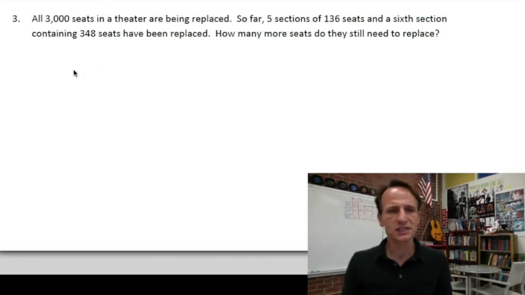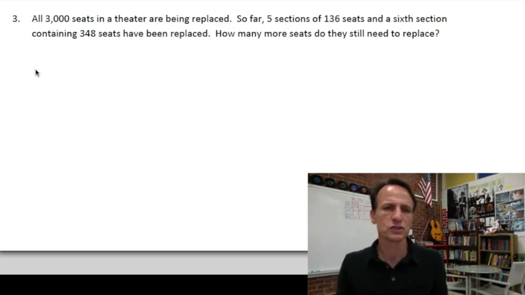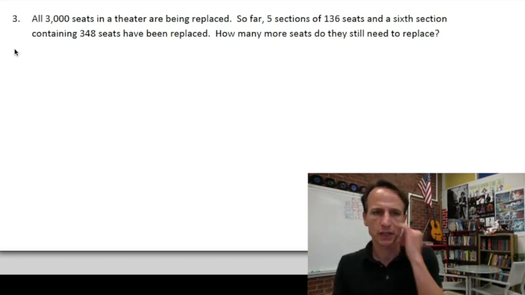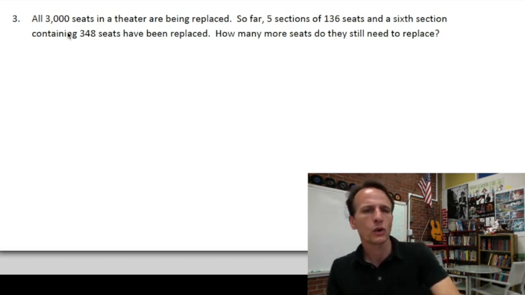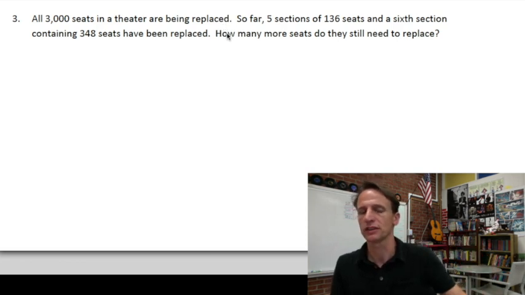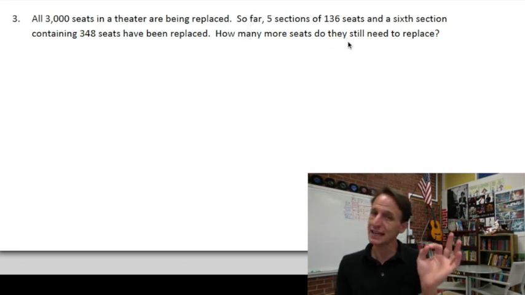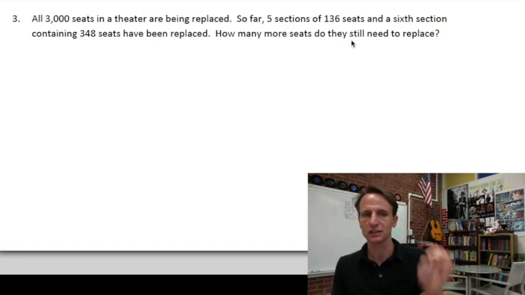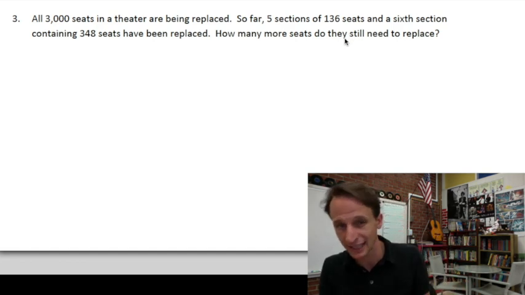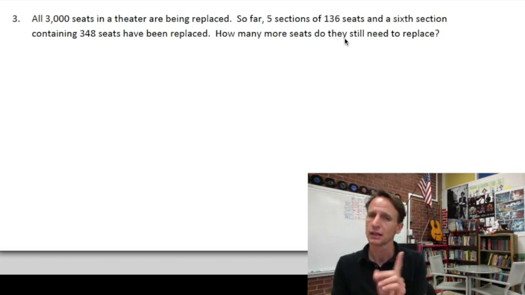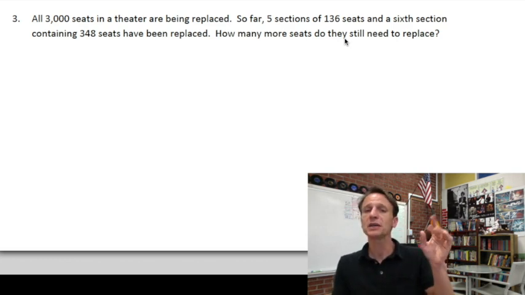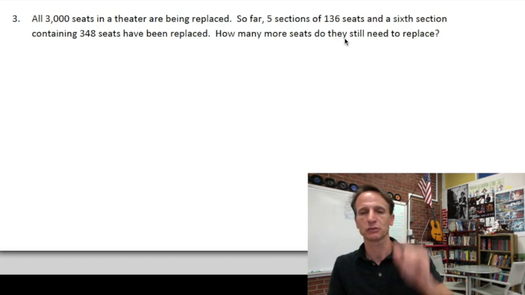And number 3 steps it up a bit. This is an interesting one. So, let's read it first, and we'll draw and write. So, all 3,000 seats in a theater are being replaced. Okay, so total of 3,000 seats being replaced. So far, 5 sections of 136 seats and a 6th section containing 348 seats have been replaced. Notice our question, how many more seats do they still need to replace?